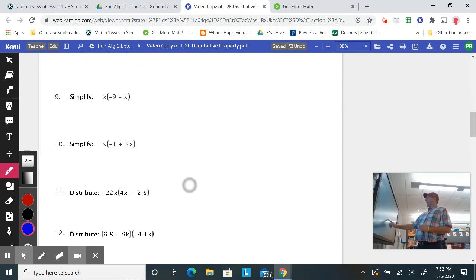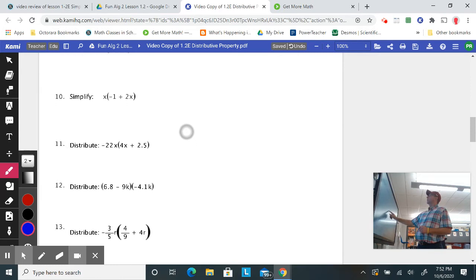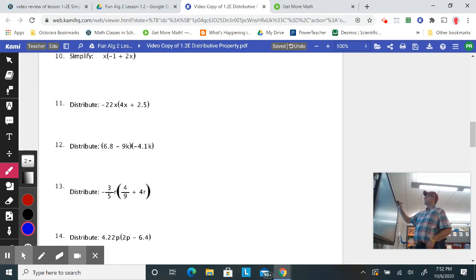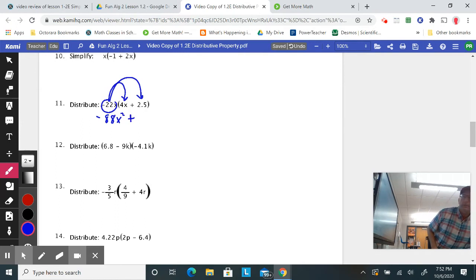Oh, what else can we look at? Number 11, -22x times 4x. -22 times 4 is -88. You could probably do that in your head. X times x is x squared. Plus -22x times the 2.5. I'm going to pause, use my calculator.